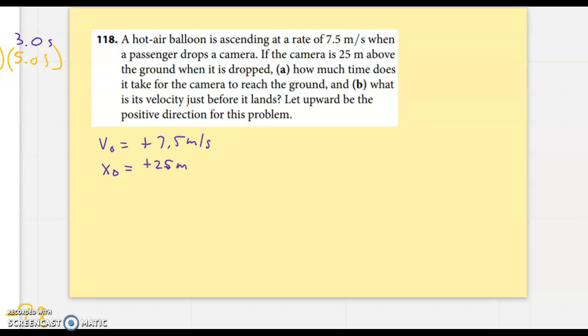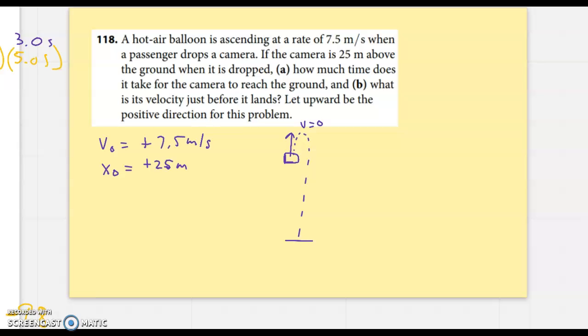Now think about what the camera does, everybody. The camera is here, it's moving up at 7.5, it's dropped, but it doesn't just start immediately getting closer to the ground. Actually, it has to go up, just like any ball that you'd throw. It has to go up a little bit until it finally stops, and then it comes down and speeds up and finally hits the ground. So the nice thing is the equations take all that into account.